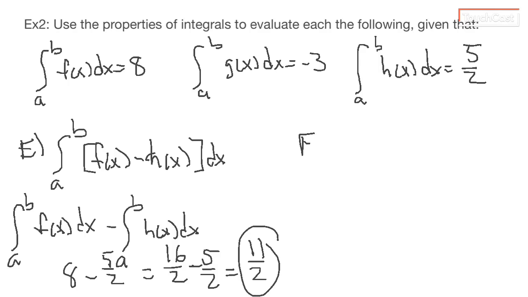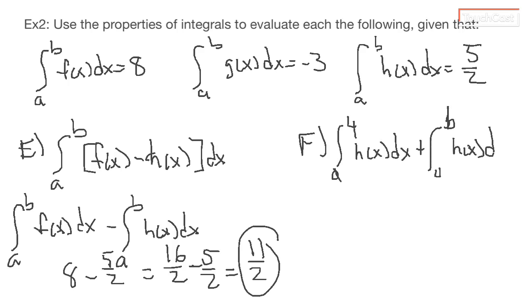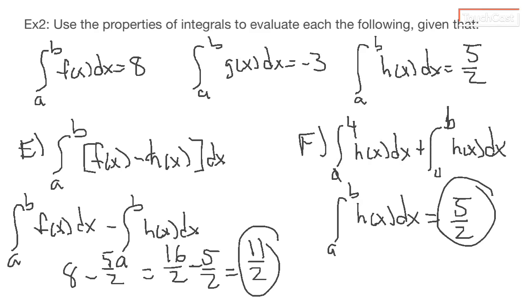Let's take a peek at f. We're taking the integral from a to 4 of h of x with respect to x, plus the integral from 4 to b of h of x with respect to x. Now we can write this as the integral from a to b of h of x with respect to x, which we already know. That's 5 halves, so our answer to f is 5 halves.